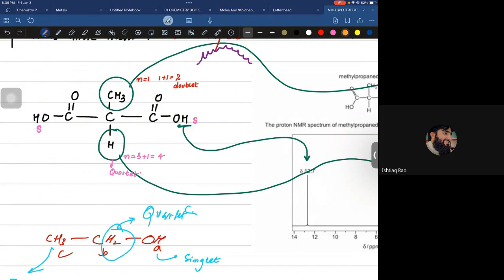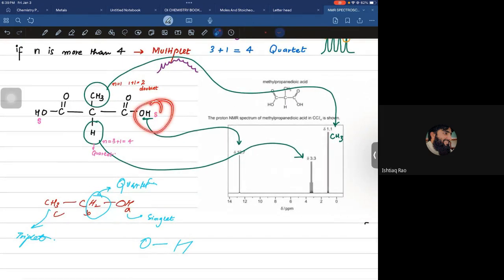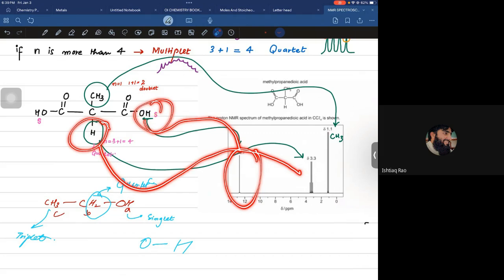Okay. So now you can match it, this one is giving a singlet. Now you can see this, this is a quartet, and this one is giving a doublet. You can see the doublet.